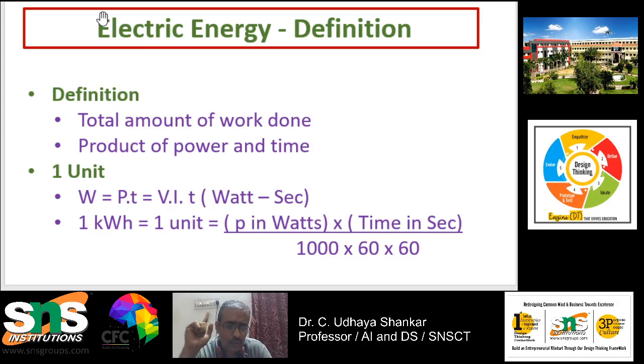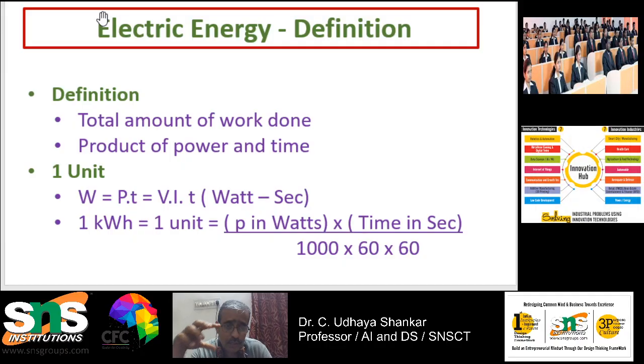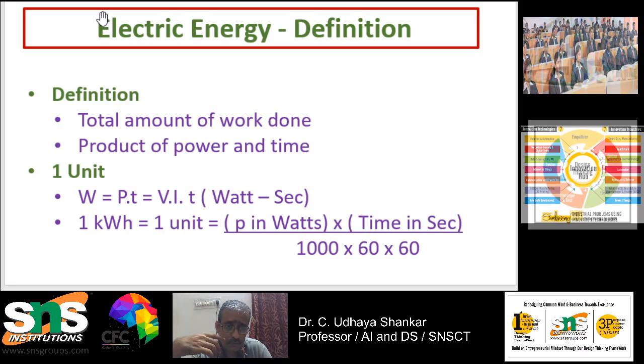And one thing you want to remember, 1 watt second is nothing but a joule, but it's a very small unit for practical purposes. That's why we normally use kilowatt hours. What do you mean? That's why we always represent electrical energy in units. 1 kilowatt hour is 1 unit. So what is 1 kilowatt hour? What is 1 unit?